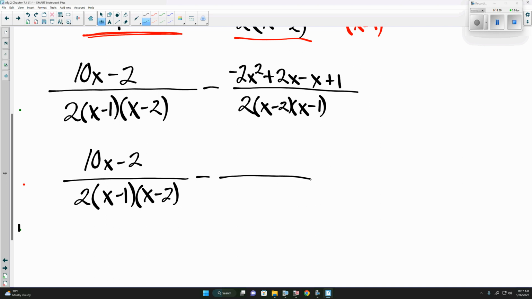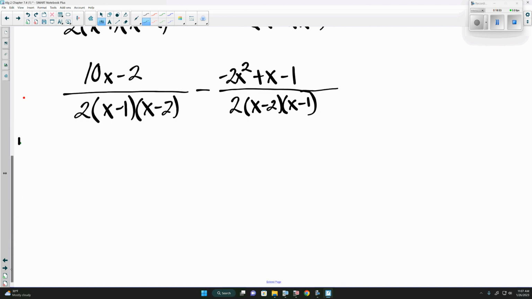Now on the other side, our right side, we do need to combine like terms. So we'll still have negative 2x squared. But 2x minus x is going to be plus x minus 1. Questions on this so far? Questions on anything we've done so far?